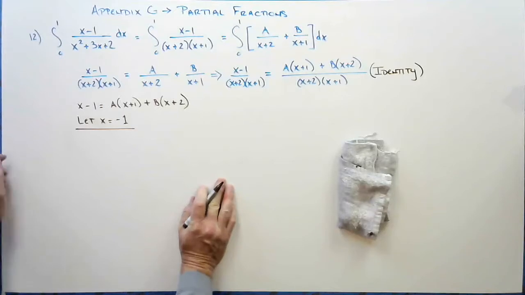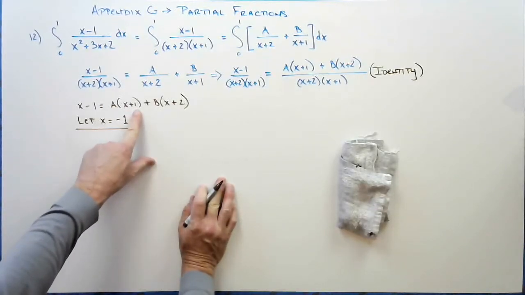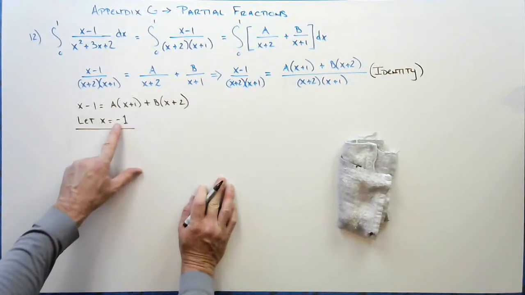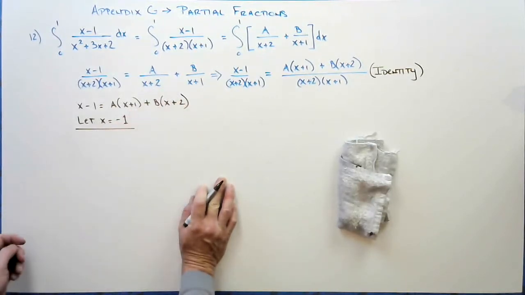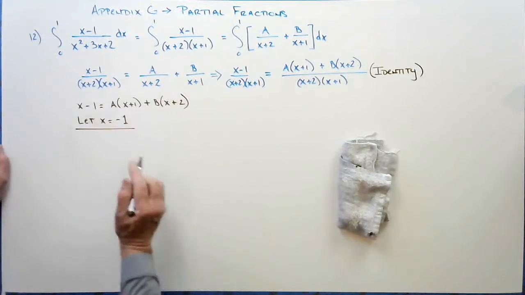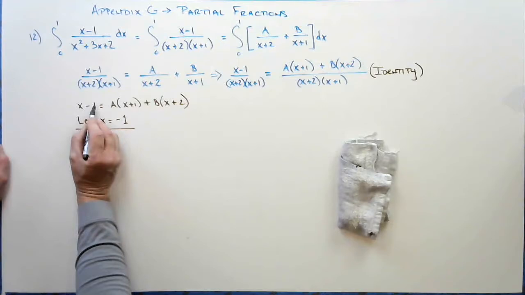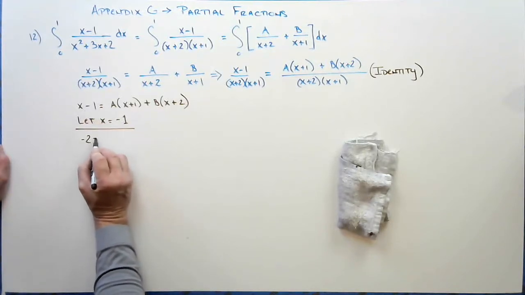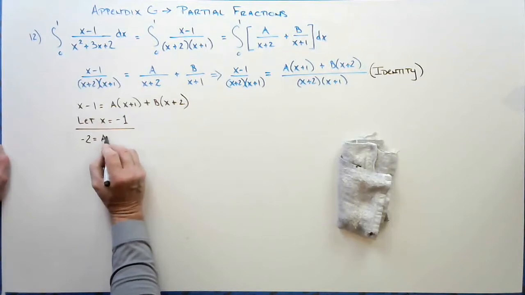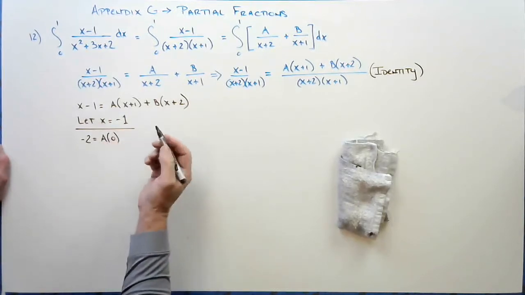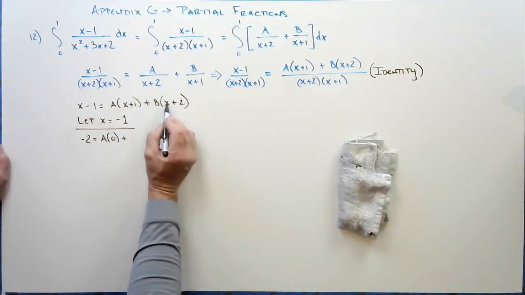Now I'm picking -1 because when I plug -1 in here for x, -1 plus 1 is going to be 0. So I'm picking -1 because it is a 0 of one of my two denominators. Okay, it's not an arbitrary choice. If I put -1 here, I would get -1 minus 1. That's going to give me -2. If I put -1 here, that's going to be a times 0. So that's gone. And if I put -1 here, that's going to be b times 1.